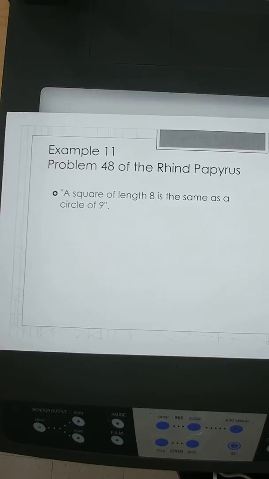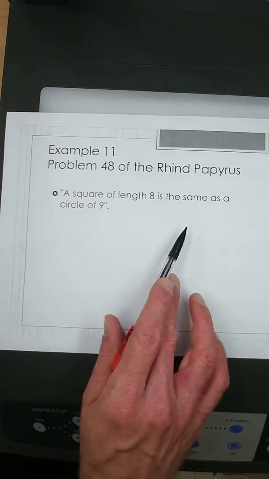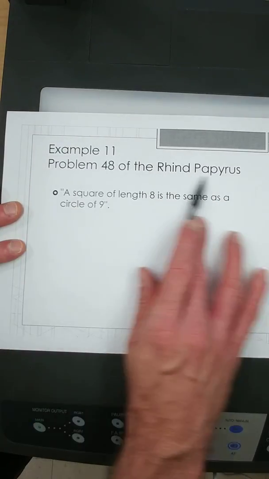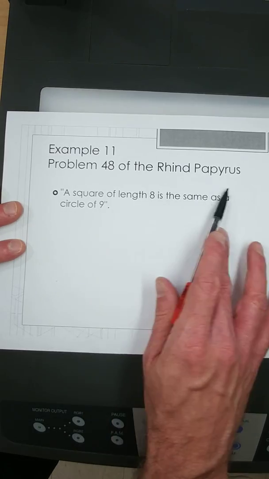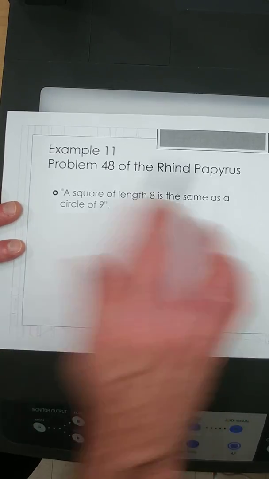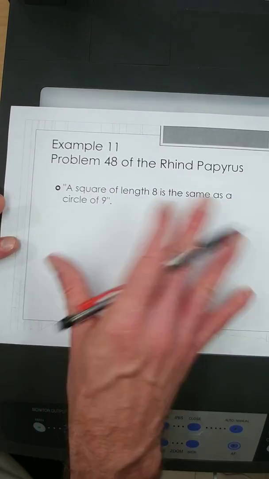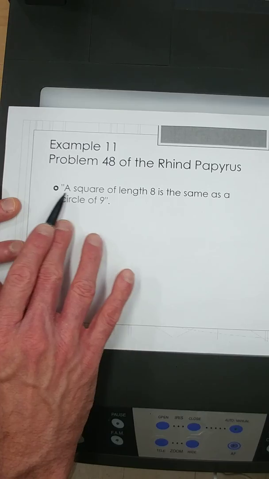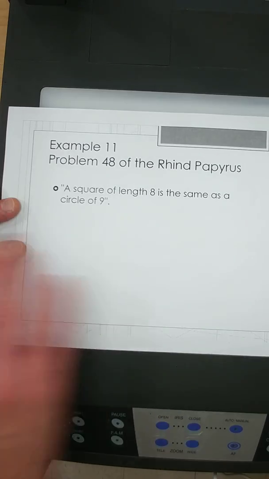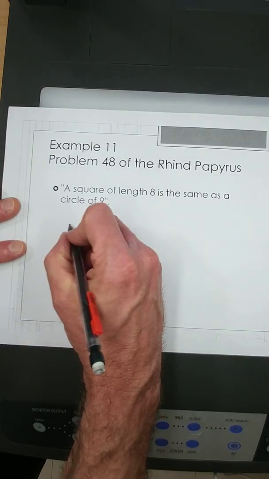It's on the old papyrus plant, when they used to make paper out of the plant, kind of like a scroll, and it had all these problems in it. I just took out one problem of it. It's kind of interesting. If you want to Google this more, you can read more about it. There's also a Moscow papyrus that is traced back to the Egyptians, and it involves some mathematics as well. But anyway, it says a square of length 8 is the same as a circle of 9.